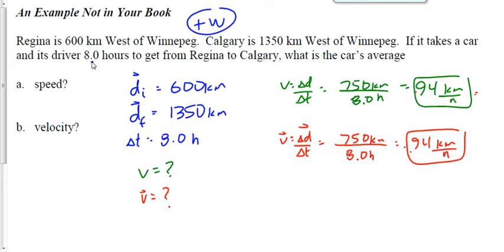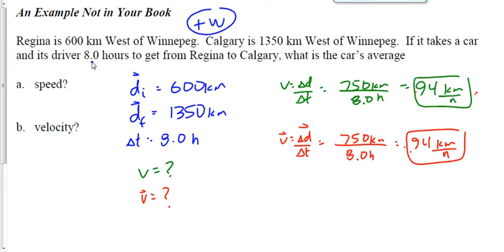Second question, why are these two numbers the same? Why isn't the velocity a different number than the speed? Good. When we went from Regina to Calgary, we didn't change direction. We just kept going in a straight line. I mean, if you've ever driven that road, it is largely a straight line from Regina to Calgary. And if you're not changing direction, then it's going to be the same number, just like distance and displacement were the same number when we didn't change direction. Good?